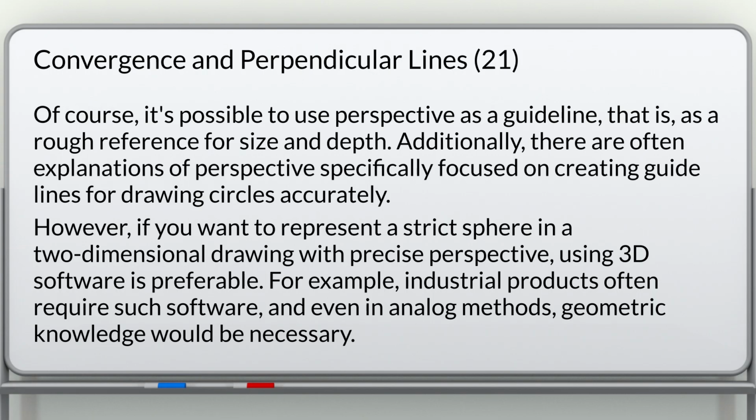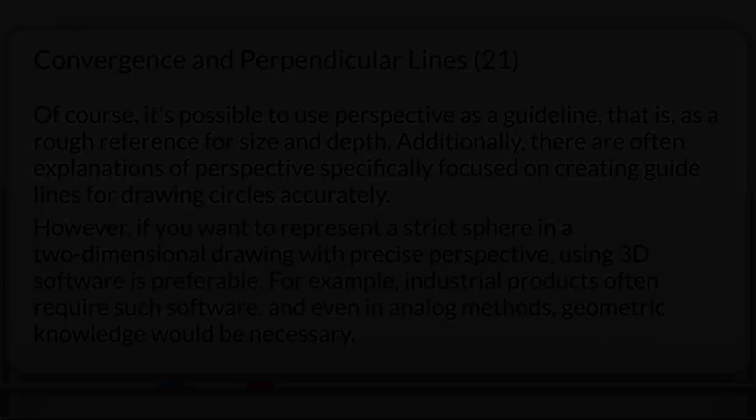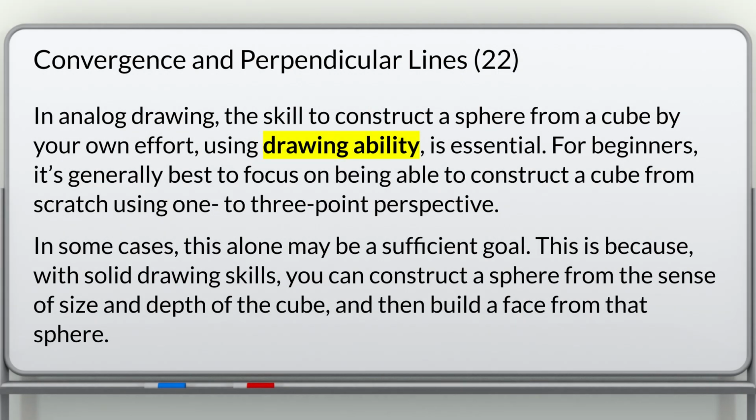Additionally, there are often explanations of perspective specifically focused on creating guidelines for drawing circles accurately. However, if you want to represent a strict sphere in a 2-dimensional drawing with precise perspective, using 3D software is preferable. For example, industrial products often require such software, and even in analog methods, geometric knowledge would be necessary. In analog drawing, the skill to construct a sphere from a cube by your own effort, using drawing ability, is essential. For beginners, it's generally best to focus on being able to construct a cube from scratch using 1 to 3-point perspective. In some cases, this alone may be a sufficient goal.